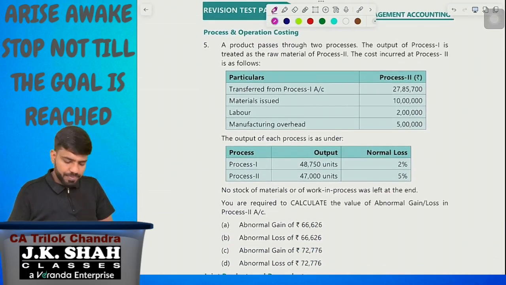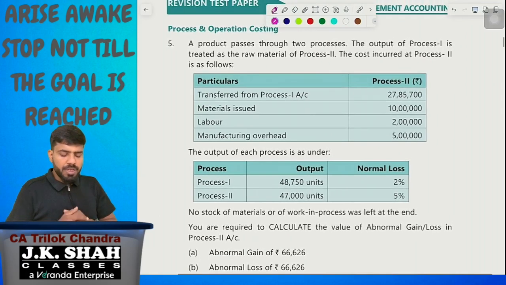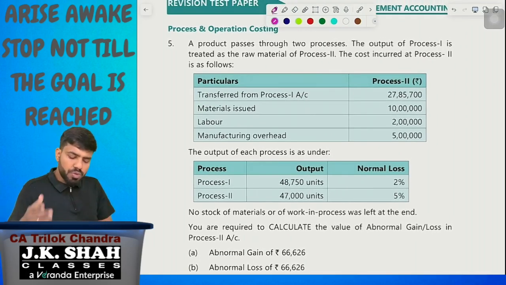Question number 5. Look at this question. Very simple question based on process costing. Listen to me. A product passes through two processes. The output of process 1 is treated as the raw material of process 2. The cost incurred at process 2 is as follows: transfer from process 1 account 27,85,700, material issued 10 lakhs, labor 2 lakhs, manufacturing overheads 5 lakhs.